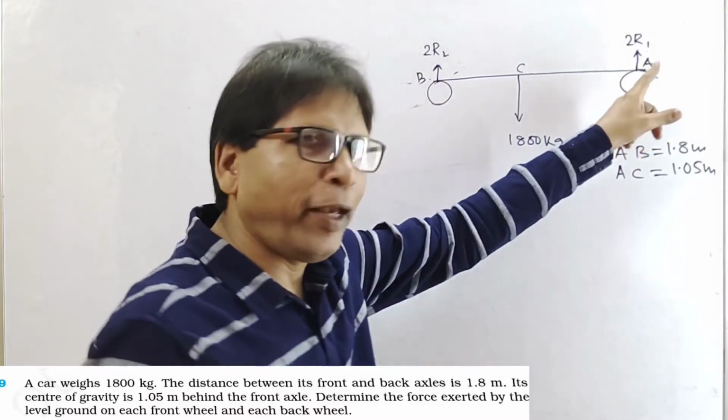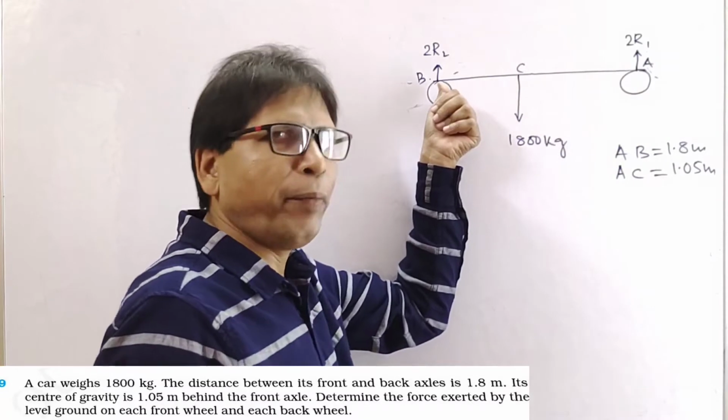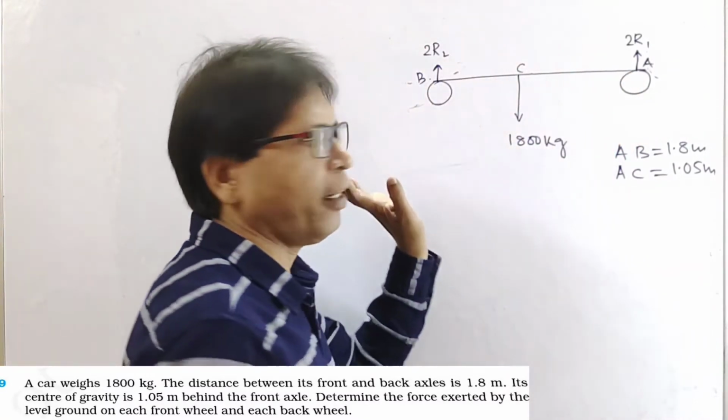Okay, now AB is the car, and here is the front wheel and this is the back wheel. Now this is the front axle and this is the back axle.